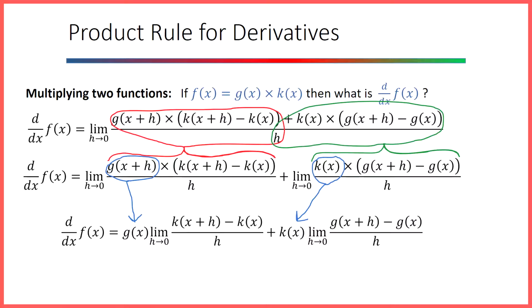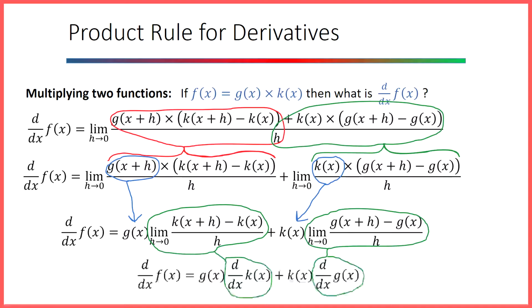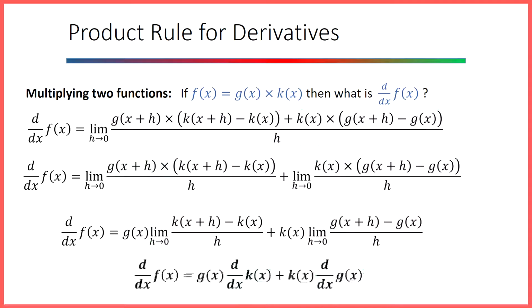But of course, if you look at those limits for a moment, you should see that they are equal to the derivative of k of x and the derivative of g of x. So we can see that the derivative of f of x equals g of x times the derivative of k of x, plus k of x times the derivative of g of x.